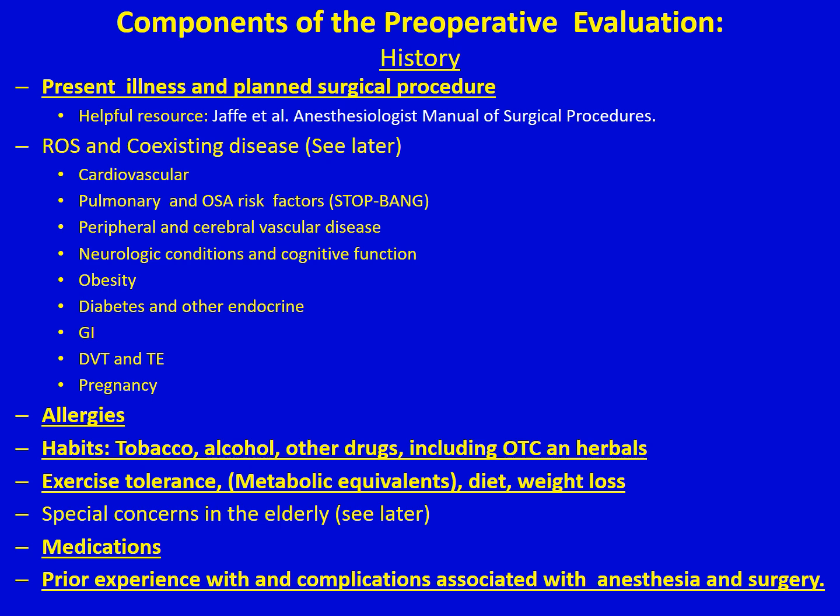And in the text, they talk about metabolic equivalents and how to estimate that. You should also take into account their diet and whether they've had weight loss. A thorough review of their medications is essential because these have impact on the conduct of your anesthesia, drug interactions, and clues to what illnesses they have. And finally, you need to review their prior experience with and complications associated with previous anesthetics and surgery.